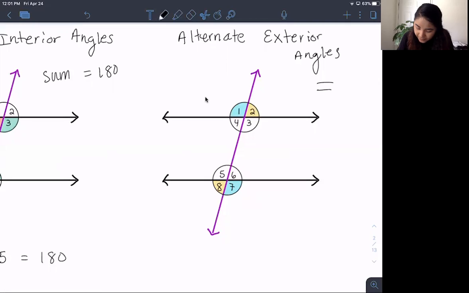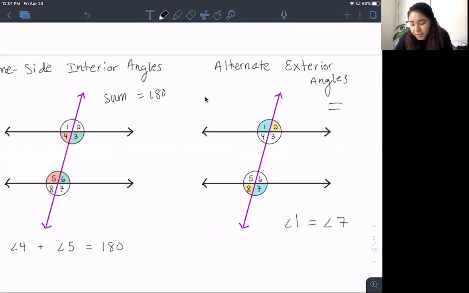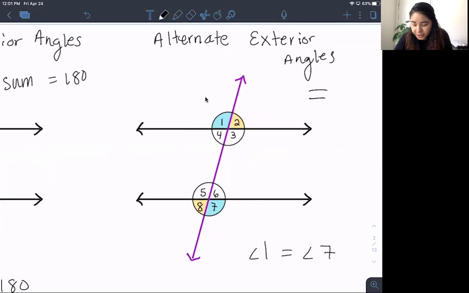So for example, we've got angle 1 equals angle 7. So whatever angle 1 is, you can set it equal to angle 7. Angle 2 equals angle 8, all right? And you can also investigate these through other relationships.